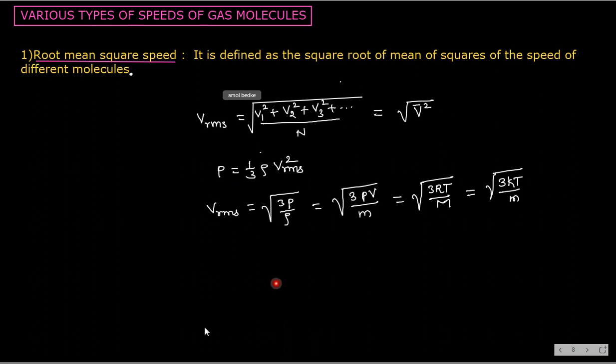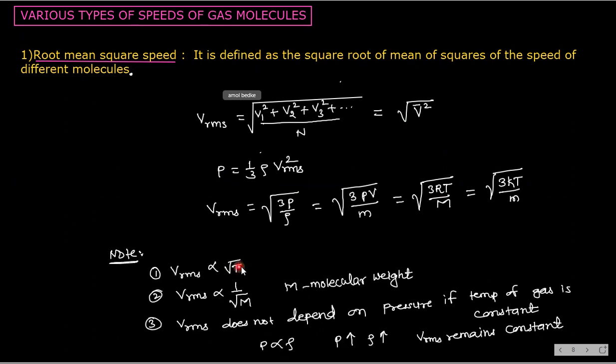Next one, note point you see here down. Vrms is directly proportional to root T. From this you can say Vrms is inversely proportional to root of molecular weight. And Vrms does not depend on pressure if temperature of gas is constant, because as pressure increases, density also increases. Okay, Vrms remains constant. So note down.